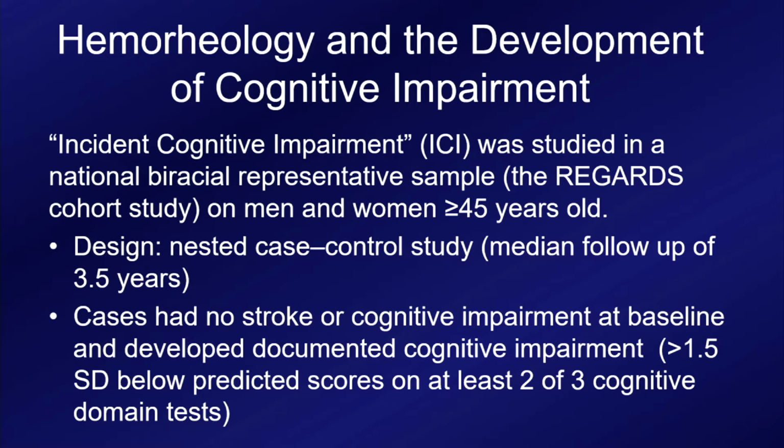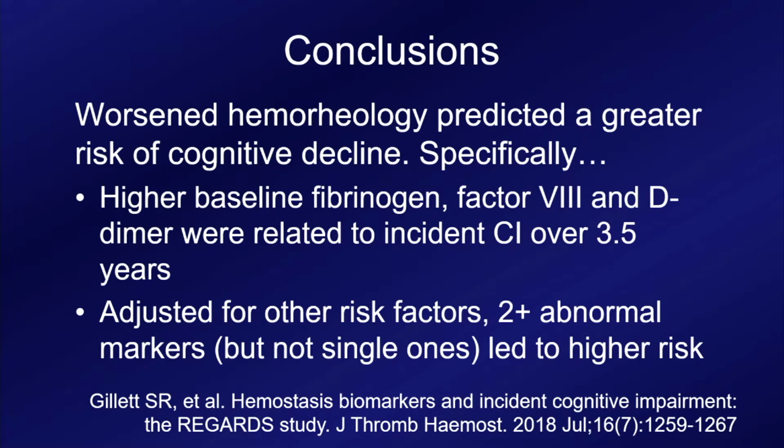And what happened? They looked for those who developed significant cognitive changes during the course of the study based on standard cognitive testing. And what did they find? Well, they found the worse your hemorheology, the greater your risk of cognitive decline. And it was looking at, again, some of the same things we've been talking about, some other markers as well. So fibrinogen, you've heard about that. Now you see factor 8 listed, and D-dimer, which is a marker, of course, of thrombosis.